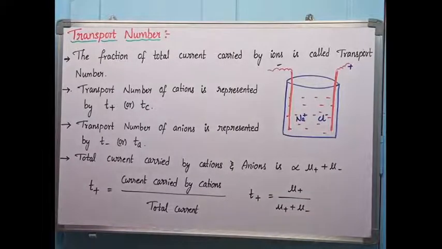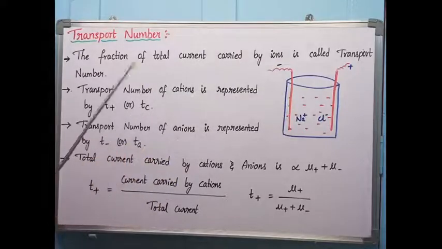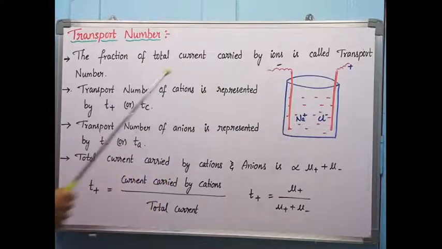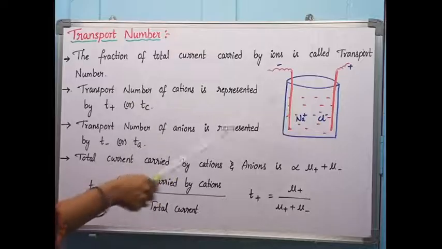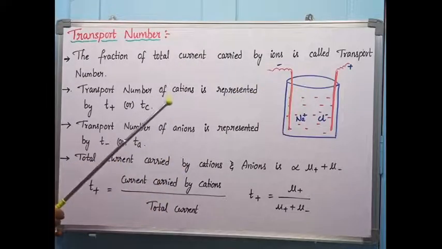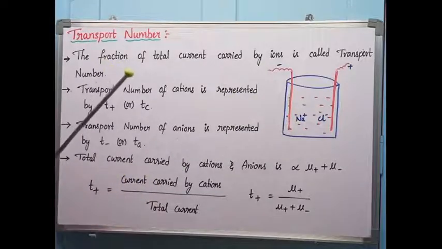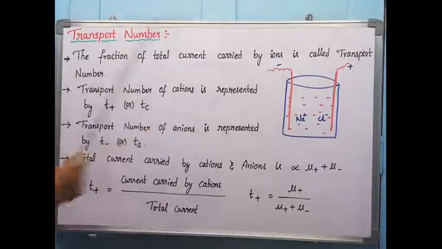We know that when we add an electrolyte to water, it dissociates into different ions, namely cation and anion. When we pass current through the electrolyte by putting electrodes like cathode and anode, these ions carry electricity. The fraction of the total current carried by these ions is called transport number.